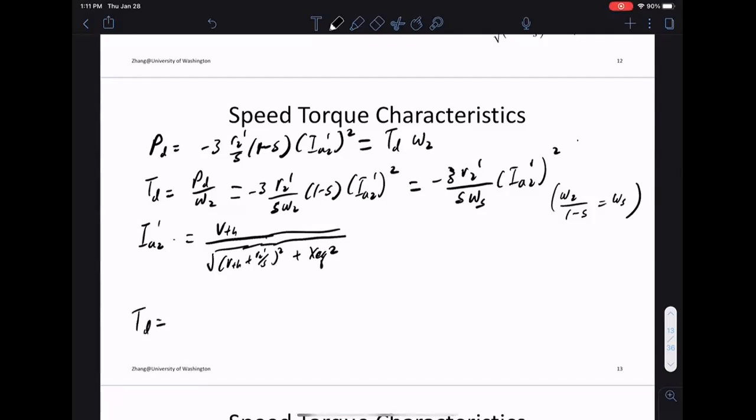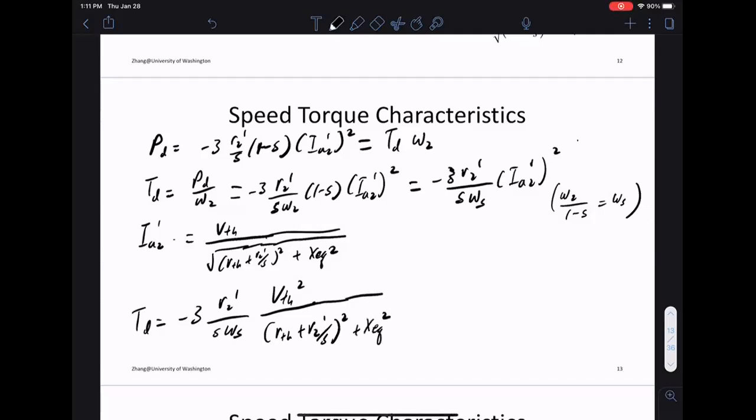What you get is the torque TD is 3 R2 prime over S times omega S times VTH squared, over RTH plus R2 prime over S squared plus X equivalent squared. So this is a torque relationship we have. Basically this says if you're given the slip and you know VTH, which is given by the grid, you can compute the amount of torque we have.